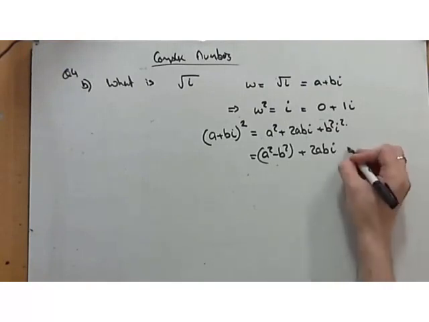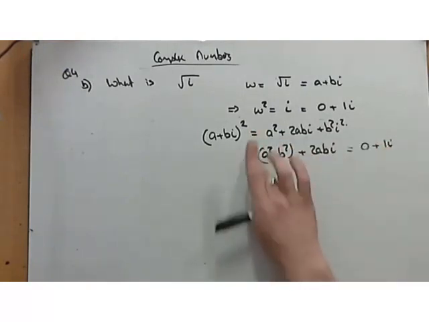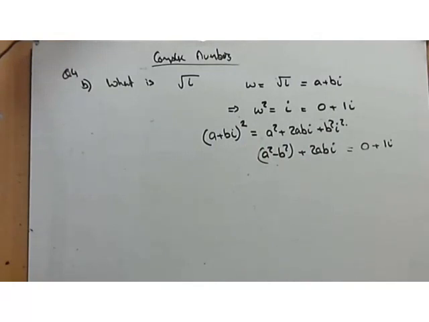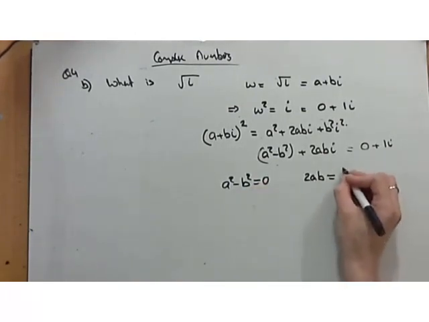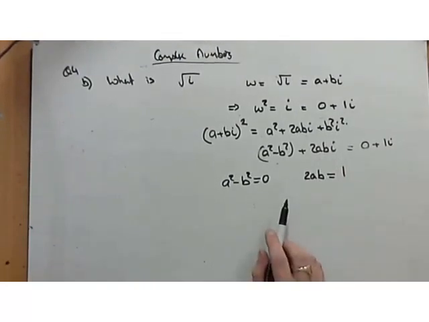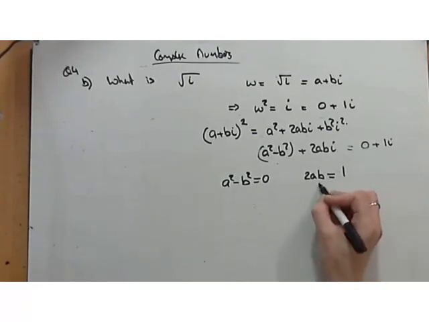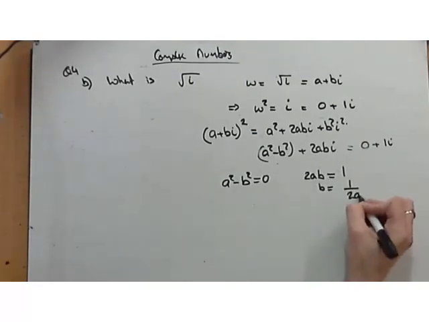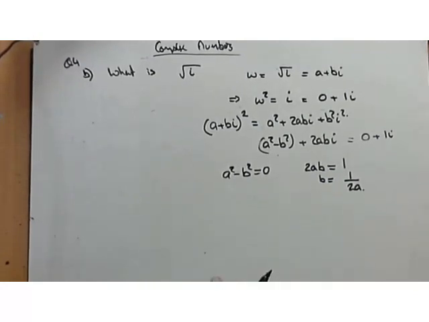And we're going to put that equal to 0 plus 1i. Okay, and again, just like I did in the previous thing, real plus imaginary times i is equal to real plus imaginary times i. So we get a squared minus b squared is 0, and we get 2ab is equal to 1. The coefficient of i on the right is the same as the coefficient of i on the left. And from this equation here, we get that b is 1 over 2a.